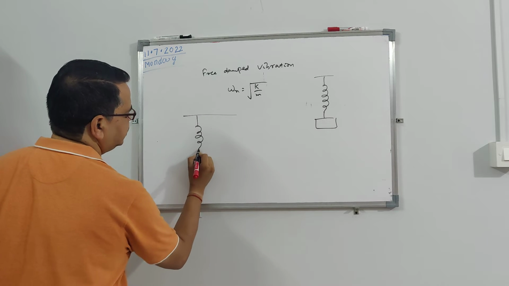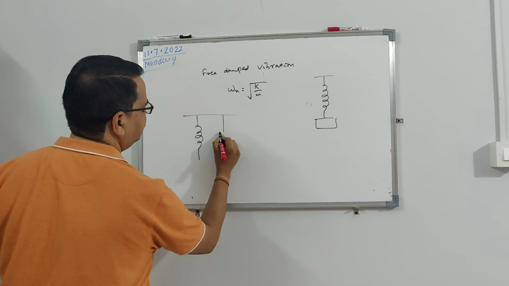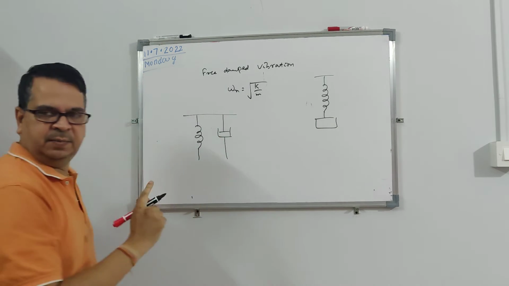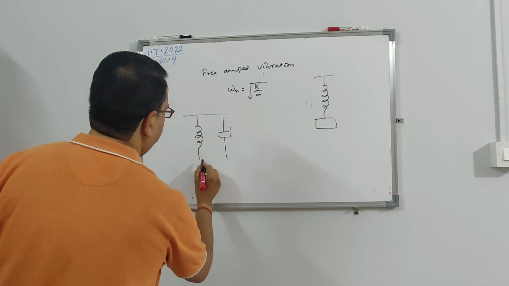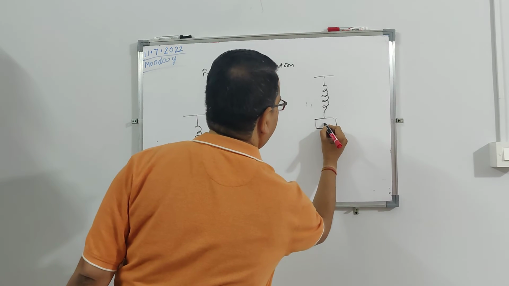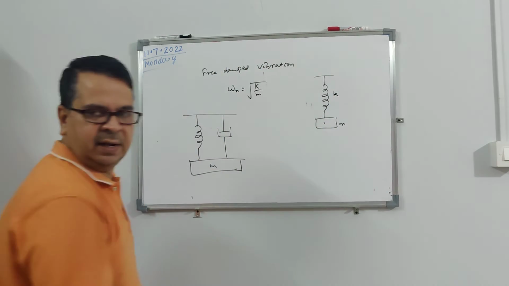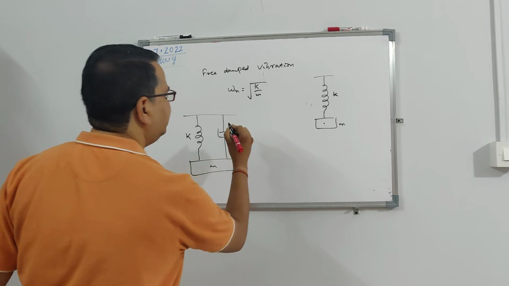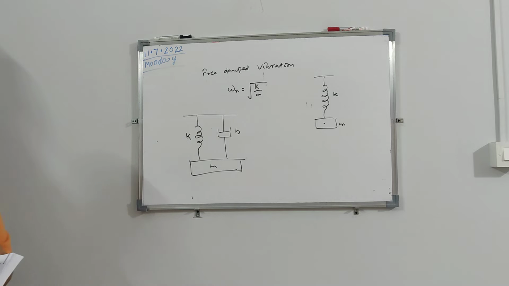So you put a spring here. In addition to that, you put some kind of dashpot. This is represented as damping, and then you have a mass here. So you have a mass and a spring k, and in this case you have a spring and damping, which is represented by b. In different books they are represented in different ways. In your NCERT book, they use b as the damping constant. Just remember b.